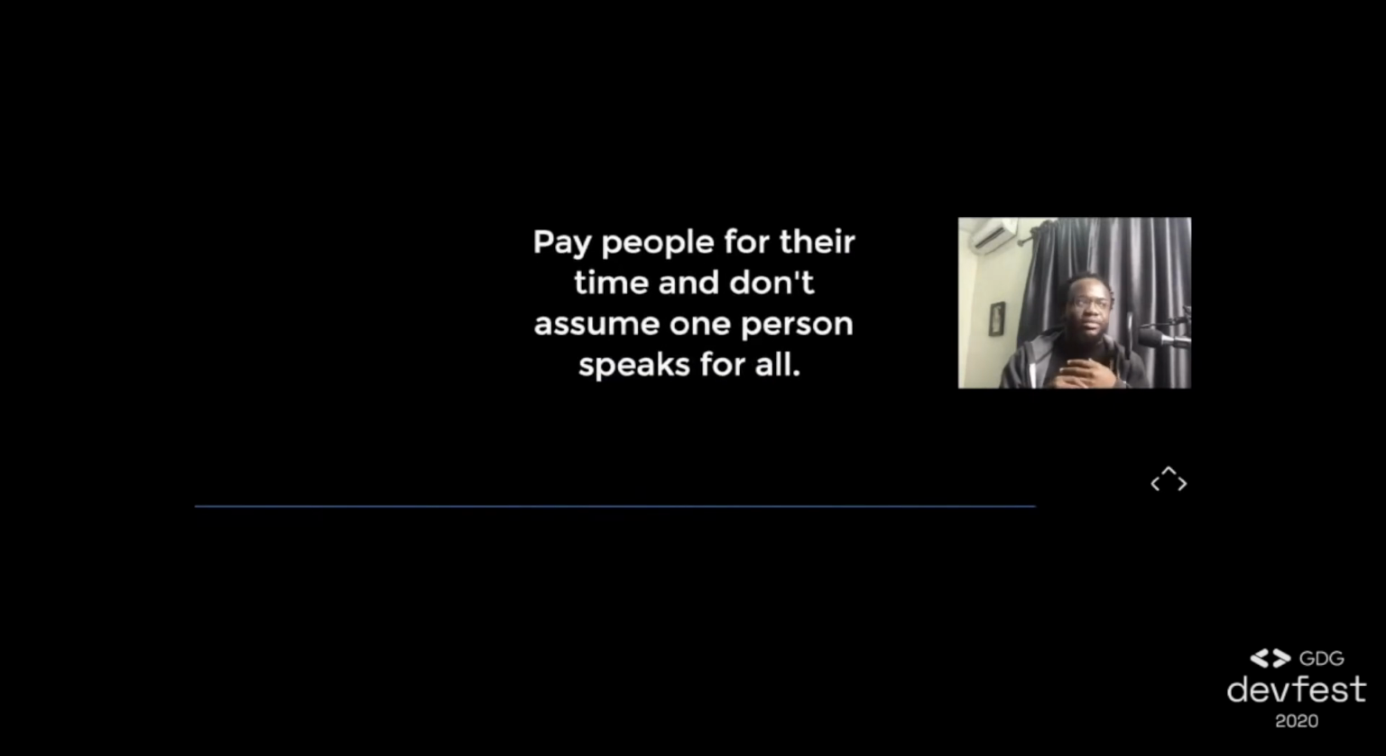Pay people for their time, and don't assume one person speaks for all. So if you are looking to create an e-commerce site, you have to try to interview people with different levels of color blindness, and also maybe people that have a limited amount of motion. Don't just interview one person and assume that the problem is going to be the same for every other person. Try to get that information. The more people that you can interview, the better.